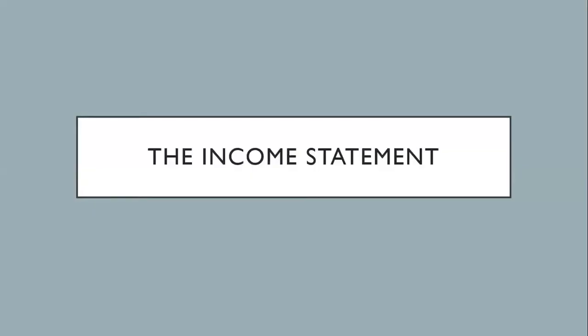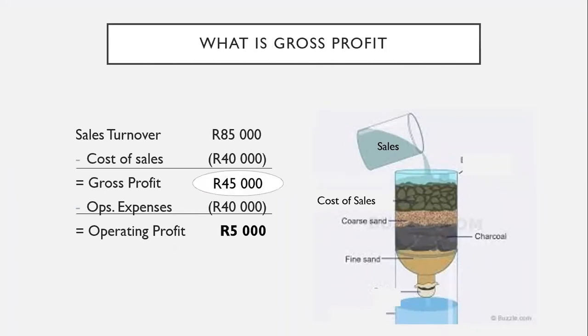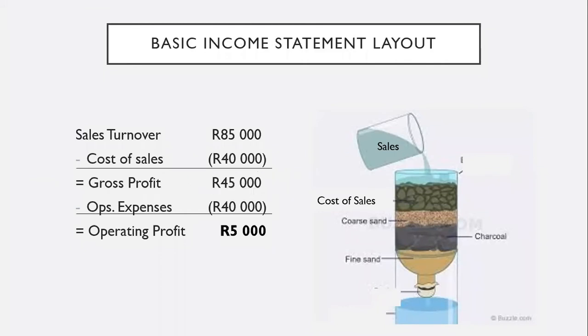So let's start off with the income statement, the basic income statement layout. And so on the screen, you'll see what a basic income statement looks like. Sometimes this is called a profit and loss statement. It's exactly the same thing. And basically, what an income statement is, it's a recording of the transactions in your business. And normally we do it on a monthly basis.